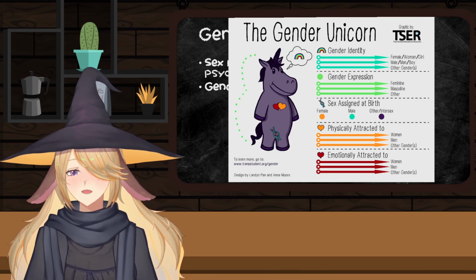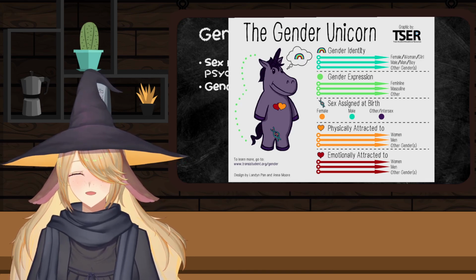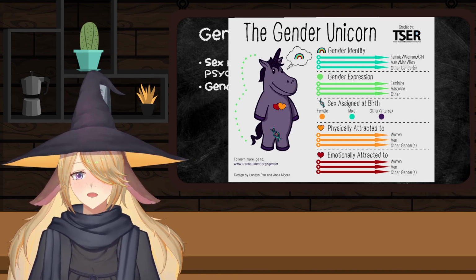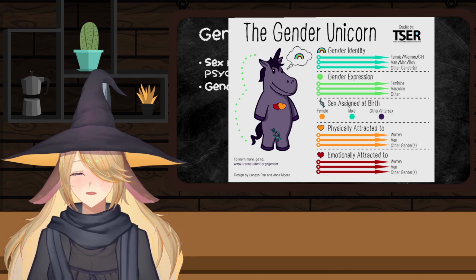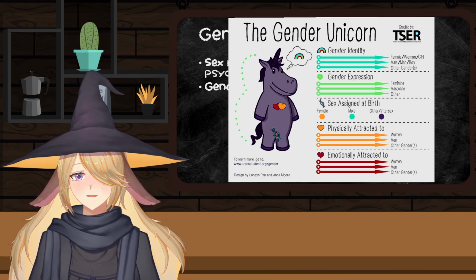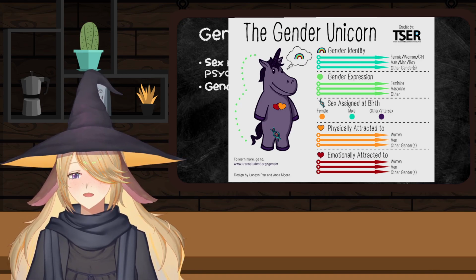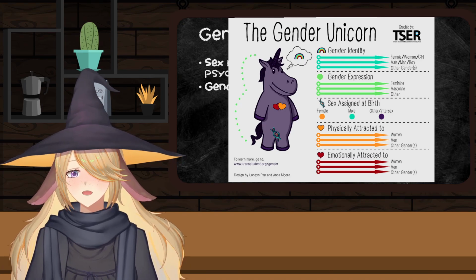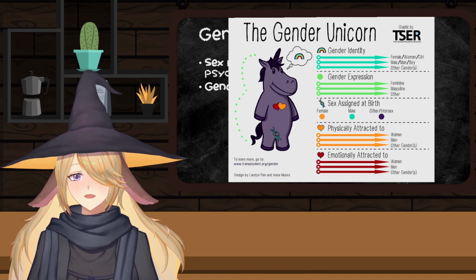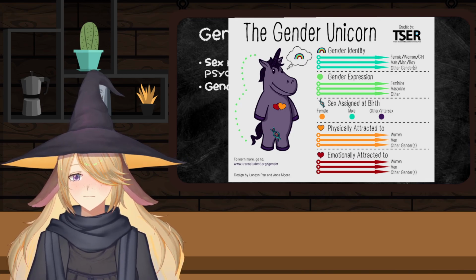Here, we break down gender into things such as internal perceptions of identity, outward expression, physical attraction, emotional attraction, and also sex assigned at birth. And yes, according to all of these infographics, the DNA is stored in the balls.